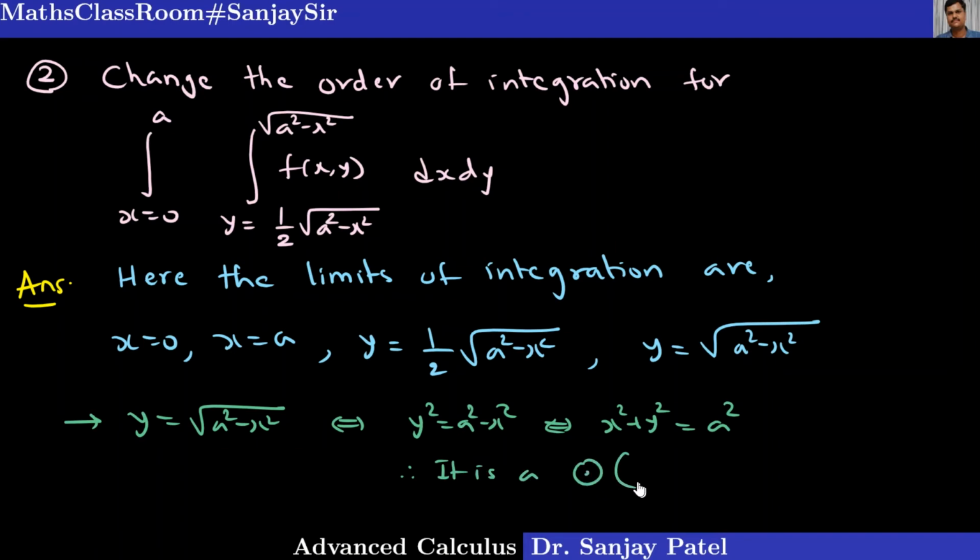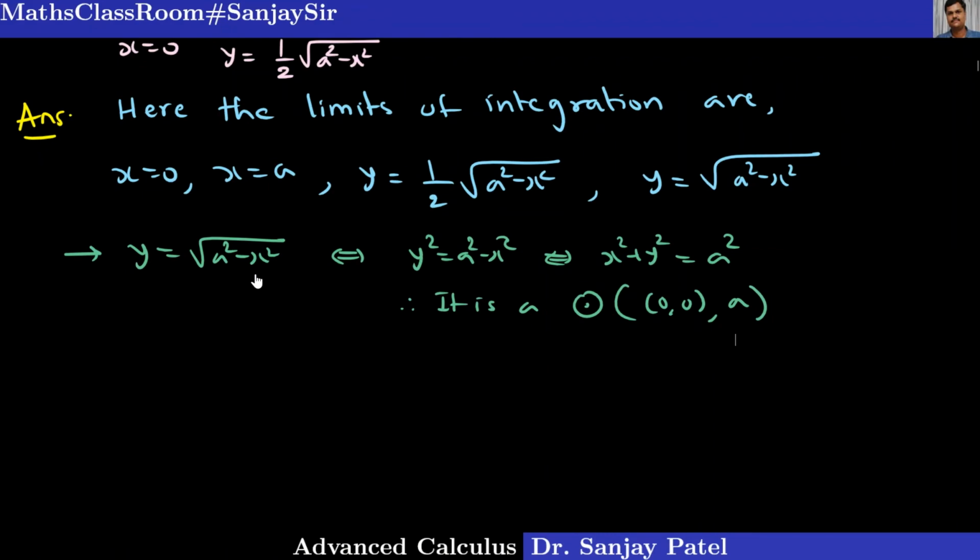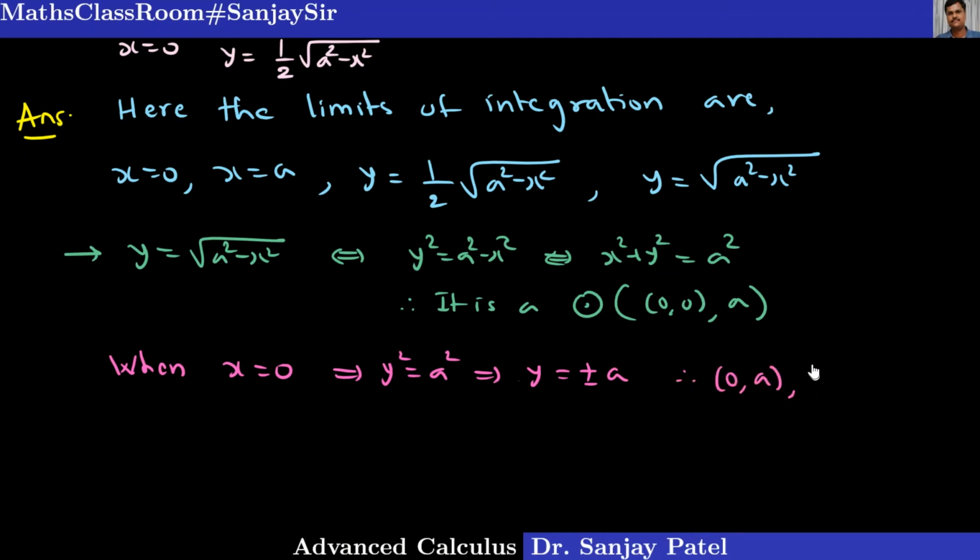It is a circle with center origin and radius a. Okay, and for this circle we want to find first of all the intersection with these two lines. So I can say when x is equal to 0, by putting x equal to 0 in this equation, we get y square is equal to a square. So I will get y is equal to plus or minus a. So therefore we have 2 points, (0, a) and (0, minus a). That means the line x equal to 0 intersects the circle at these 2 points.